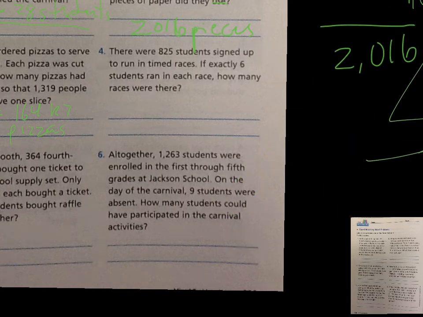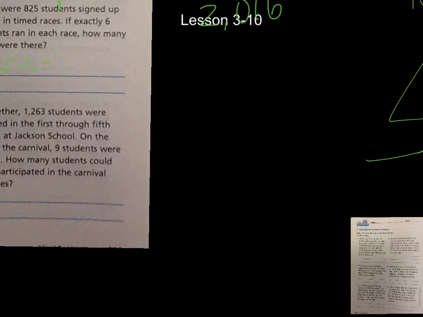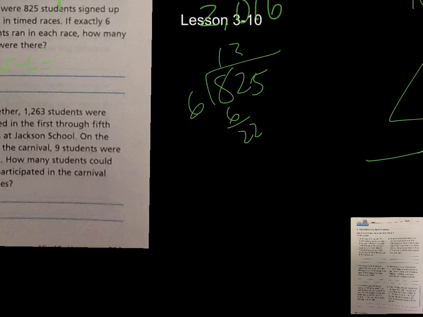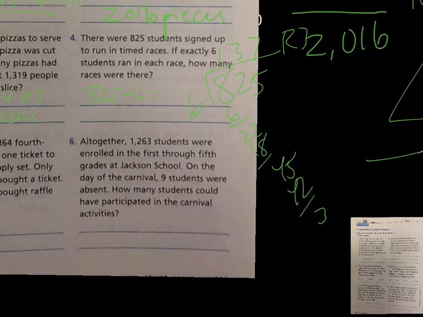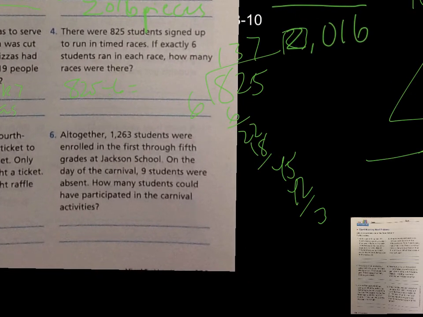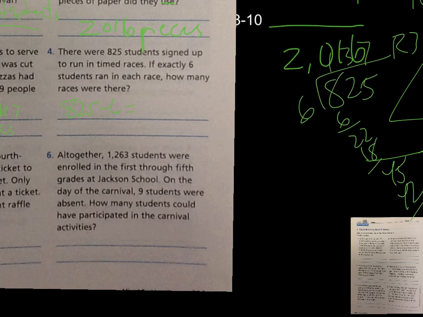You would do 825 divided by 6. And if I worked out 825 divided by 6, I get 1, 22, I get 3, 18, 45, I get 7, 42, and the remainder of 3. So 137 with a remainder of 3. So it says, here's the problem where we look at what it's asking.